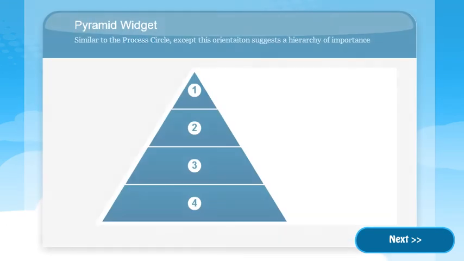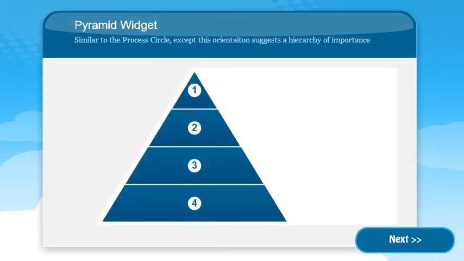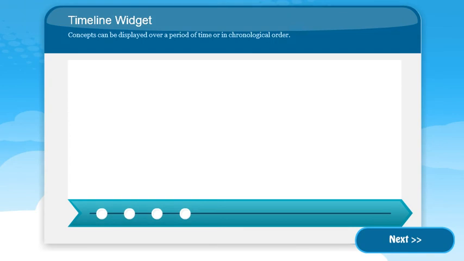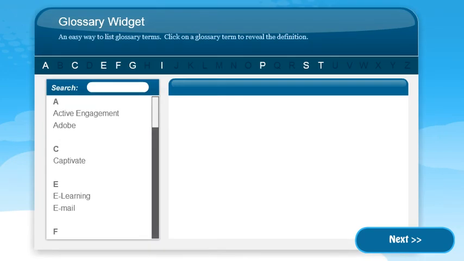The Pyramid widget is also similar to the Process circle, except the vertical orientation suggests a hierarchy of importance. And the Pyramid Matrix Interaction wizard allows for multiple levels within the hierarchy. Next, there's the Timeline widget, where concepts can be displayed in a chronological order. The glossary should be another familiar tool for e-learners. Click on a term and the definition is revealed on the right.